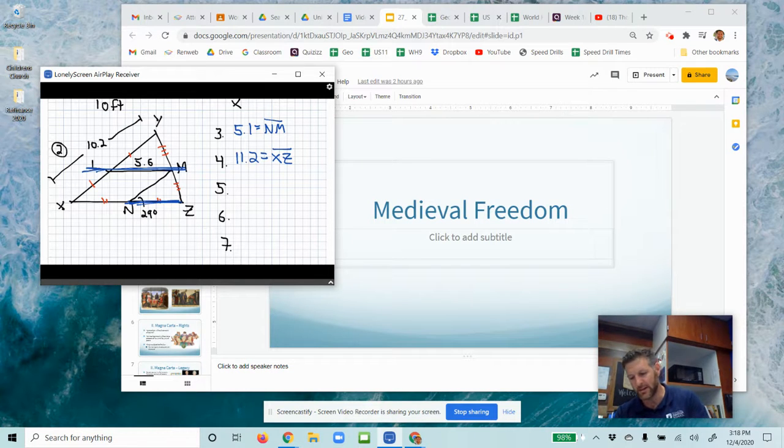So the two ways to look at that is, NZ must be what? Well, we already knew XZ from number 4. XZ is 11.2. NZ, based again on the markings, not just by guessing, but by the markings, NZ is half of that. So that means NZ is the same as LM. It must be 5.6.